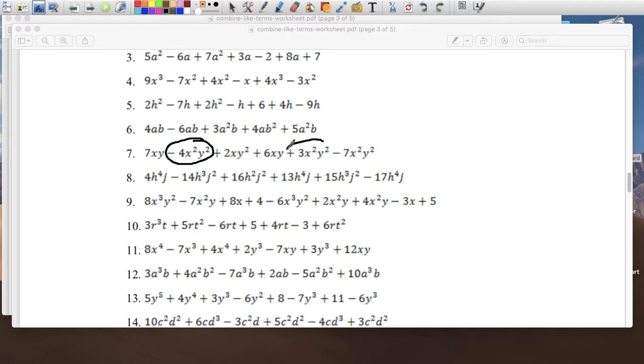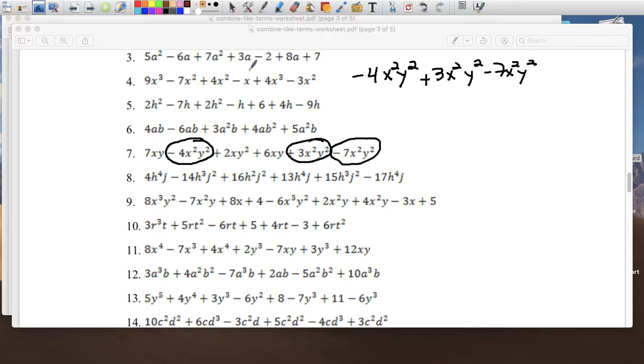Again, let me make it a little bit neater. There's another one right here. So all these 3 guys, I move all of them side by side. So I get negative 4x squared y squared plus 3x squared y squared minus 7x squared y squared. So those are the 3.